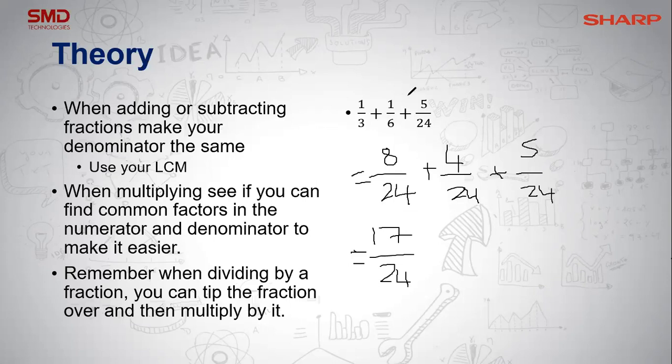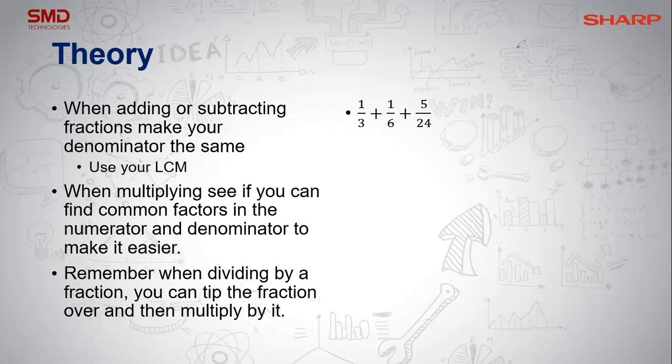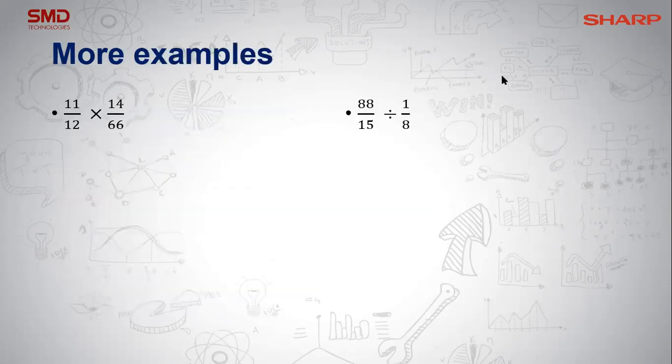Okay. When you multiply, first factorize, find the factors in your fractions. It will make it much, much easier. And remember, when you are dividing a fraction, you can tip the fraction over and multiply it. So let's go and do those examples. So here what I mean is, okay, 11 is a prime number, so we can't break that down. But 12 we can break down into 2 times 6, right?